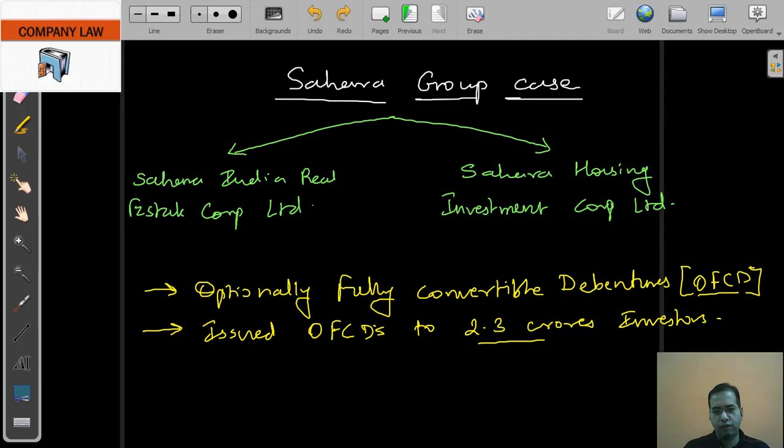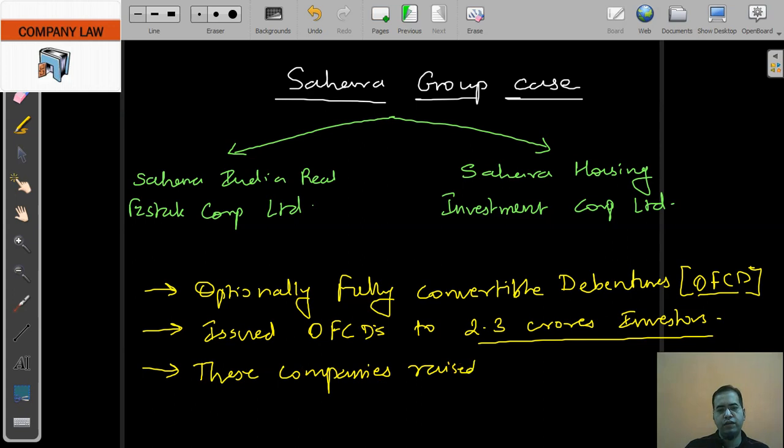It was around... so these companies raised rupees 24,000 crores. It's a very huge amount. These companies raised 24,000 crores by issuance of these securities to 2.3 crores of investors. And that is the reason SEBI intervened in this matter.